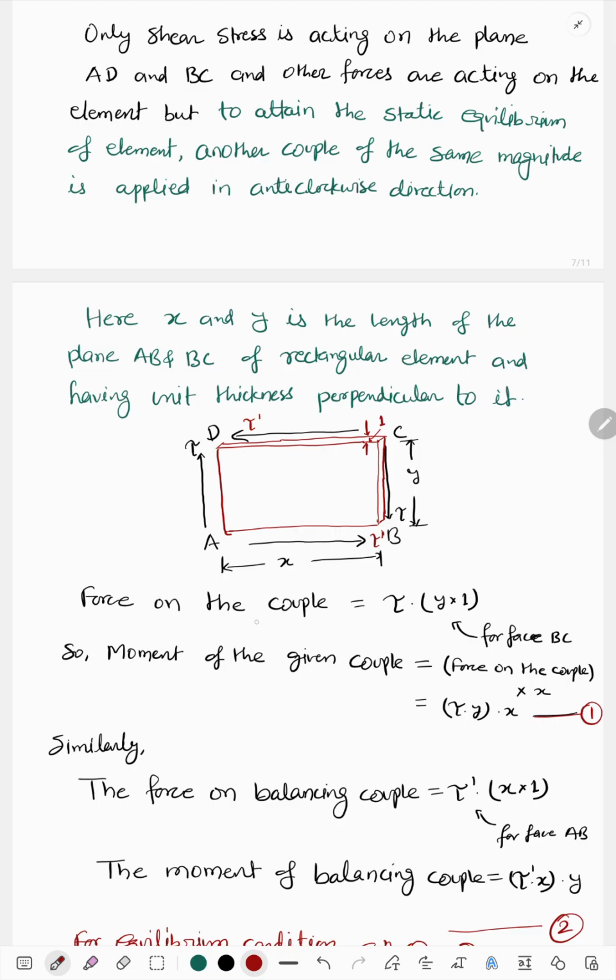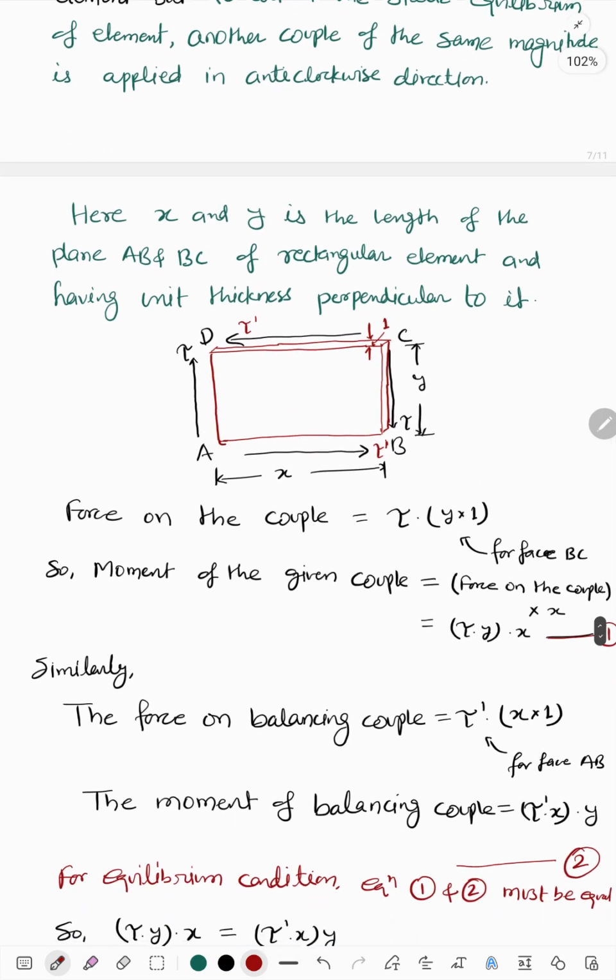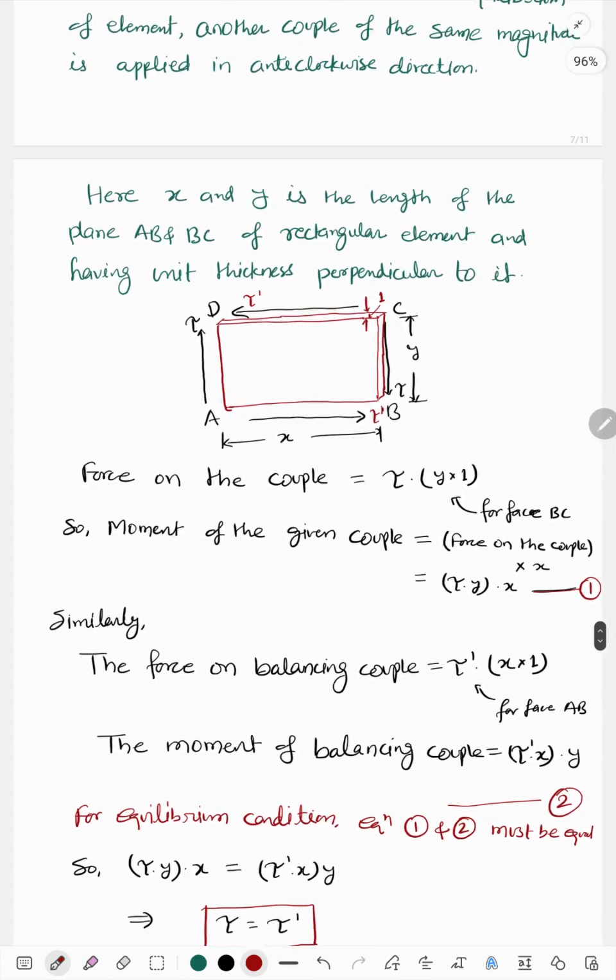Now that we have defined the force, the moment of the given couple is force on the couple into x, where x is the perpendicular distance. So here we define the moment. Again, a shear stress acts perpendicular to AD and BC, and similarly we will do the calculation.